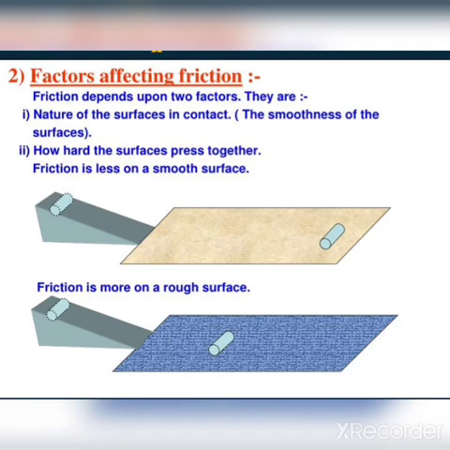Now let's see factors affecting friction. Friction depends upon two factors. They are the nature of the surfaces in contact, that is, the smoothness of the surface, and how hard the surfaces are pressed together. Friction is less on a smooth surface and friction is more on a rough surface.